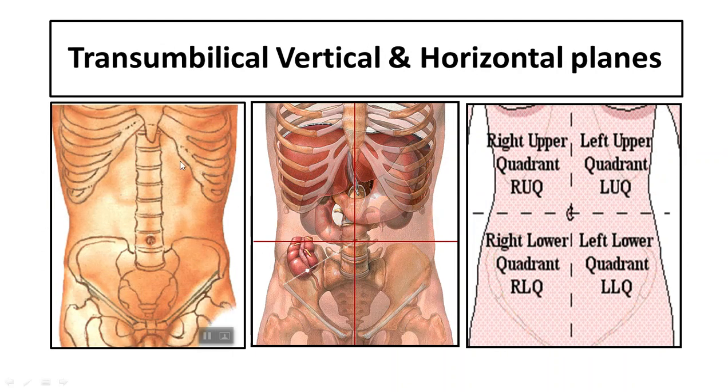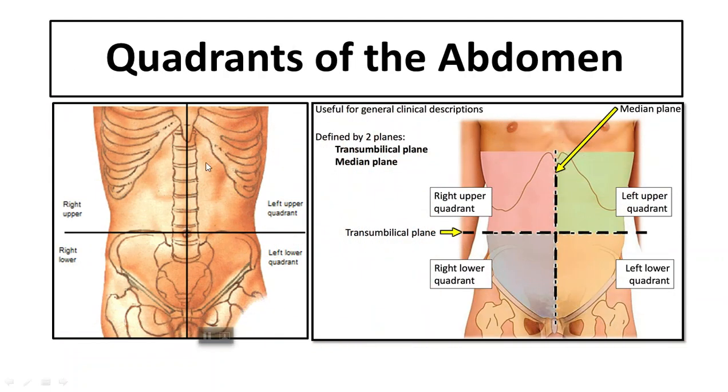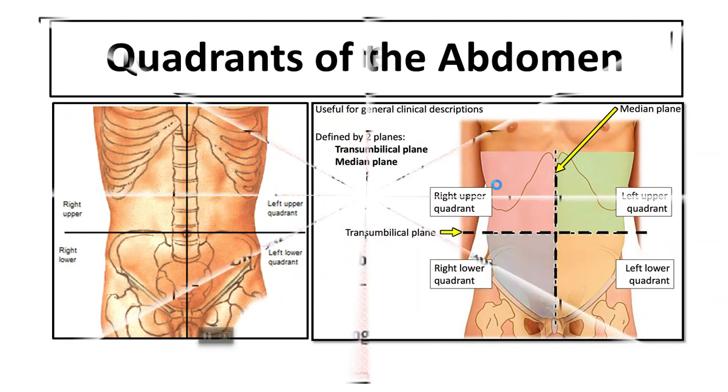Another important plane is the transumbilical vertical and horizontal plane. These planes pass through the umbilicus. It will divide the abdomen into 4 quadrants. These are the quadrants of the abdomen. So we have right upper quadrant, left upper quadrant, right lower quadrant, and left lower quadrant.